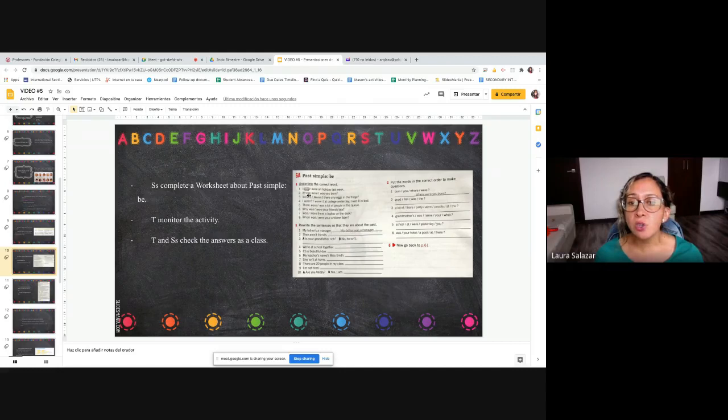In the first part, students need to underline or circle the correct word. They already have an example here: I was on holiday last week, or I were on holiday last week. So they need to complete it in here. In this case, the correct one was I was. They need to circle or underline the word that is correct. For the second part, they need to rewrite the sentences so that they are about the past. So they need to put them in the past.